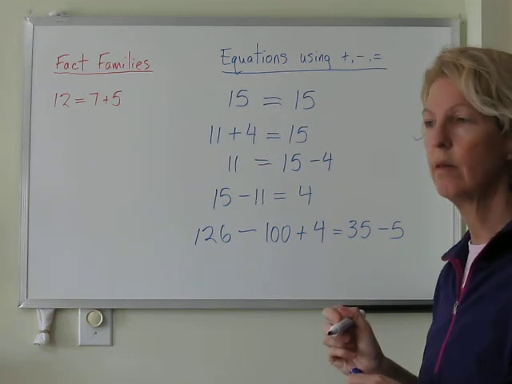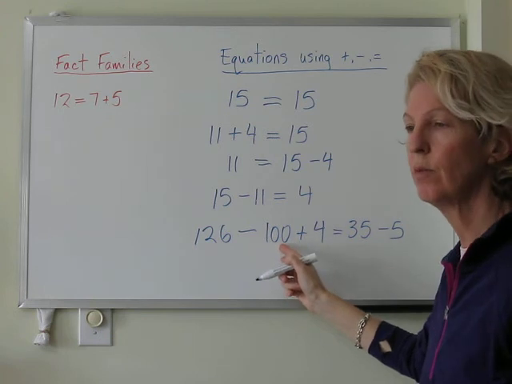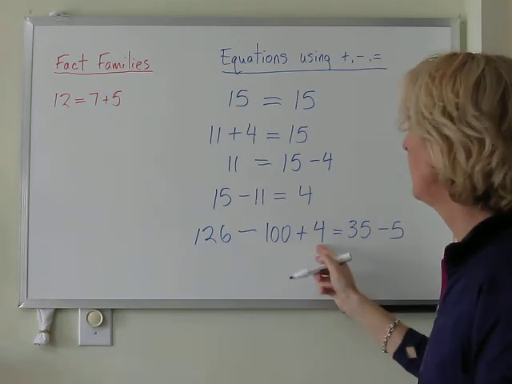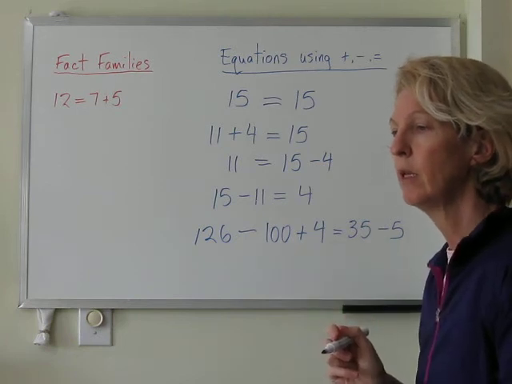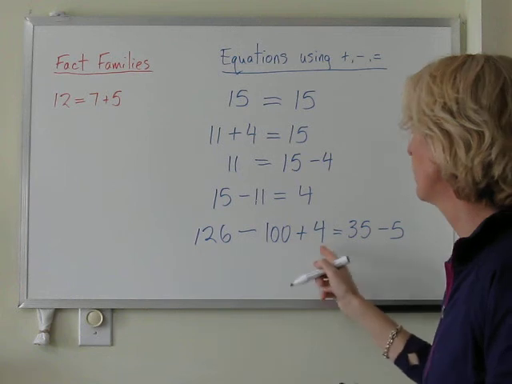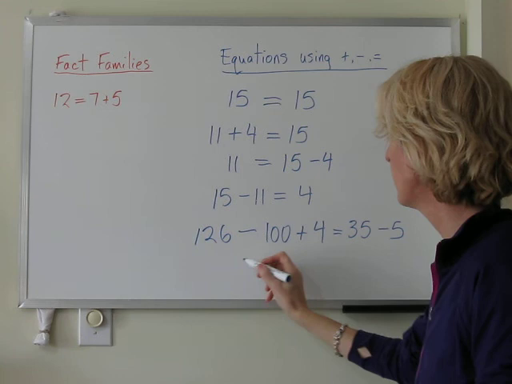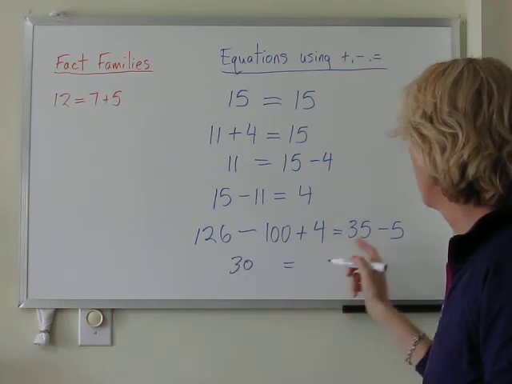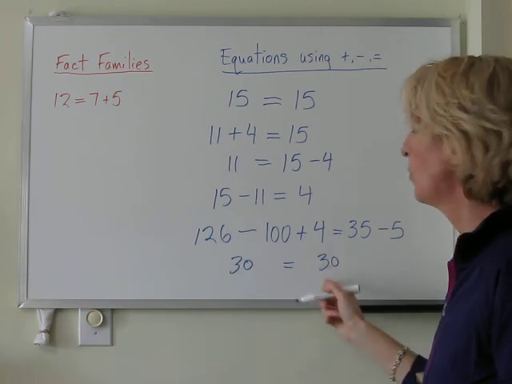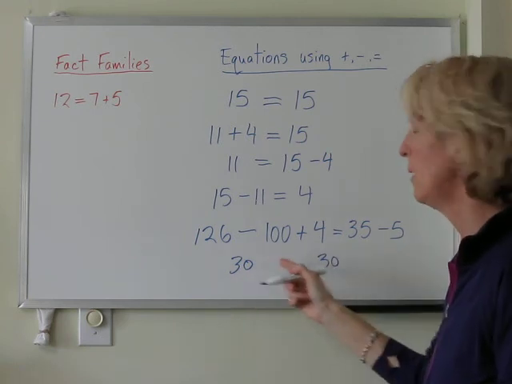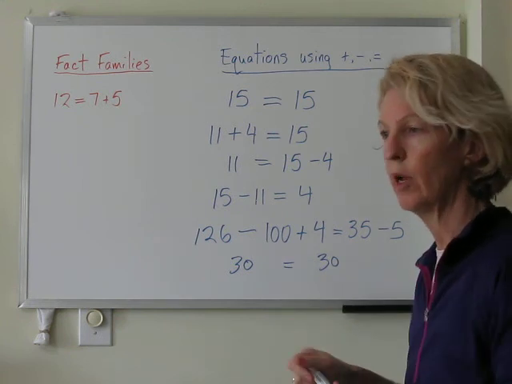Let's calculate this to see if we have an equation here. What's 126 minus 100? It's 26. Okay, and then we add 4. 29. 26 plus 4 is 29? You better use more fingers. What's 26 plus 4? 30. Okay, so on this side we get 30. What do we get on this side? 30. Okay, so this is an equation. It's a true statement. One side is equal to the other side. Okay, good job, you guys.